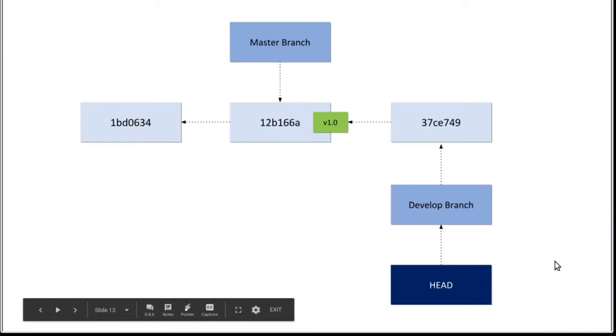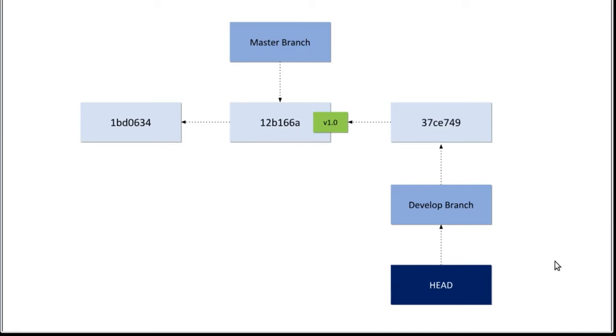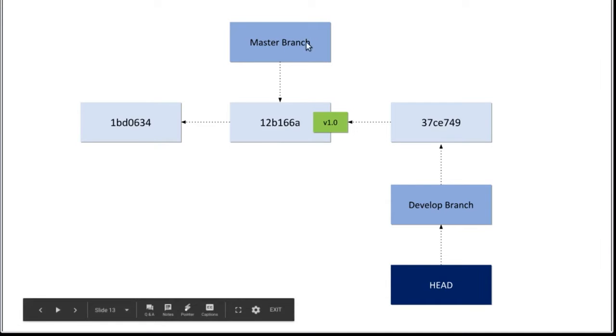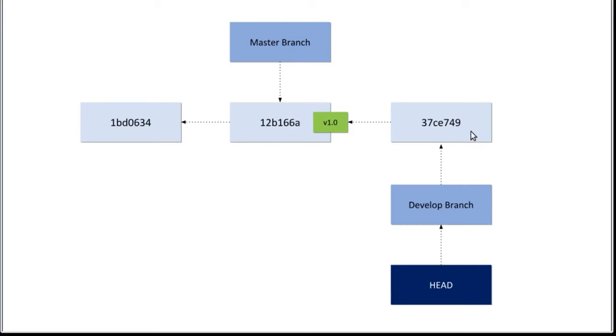So the head, or where we're working in the repository, is at the latest commit, but the master branch up here is actually a commit behind. If we wanted to catch that up, what we would do is called a fast forward. You'll see this a little later on when we finally merge the develop branch into the master branch.